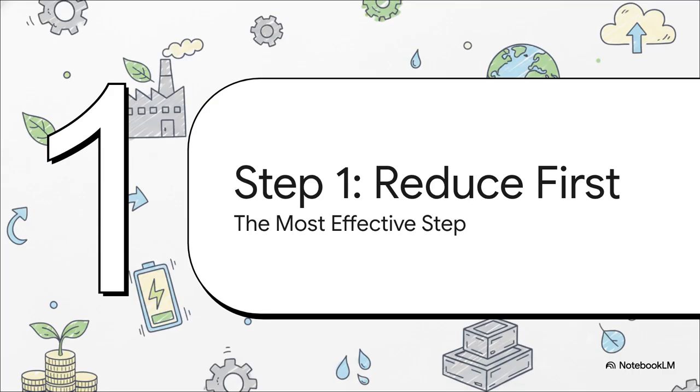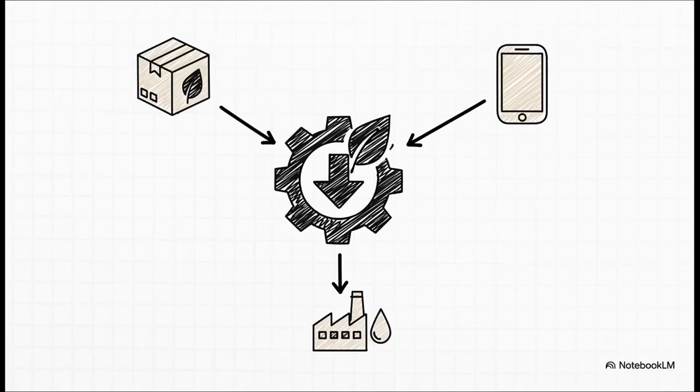I mean, think about it. Preventing waste before it's even created is always going to be cheaper and more efficient than figuring out what to do with it later. So how do you actually do this? Well, start by looking at your suppliers. Can you ask them or even demand minimal eco-friendly packaging?